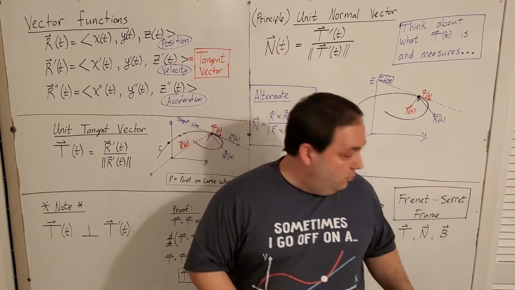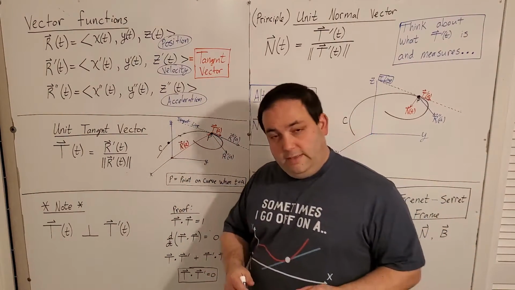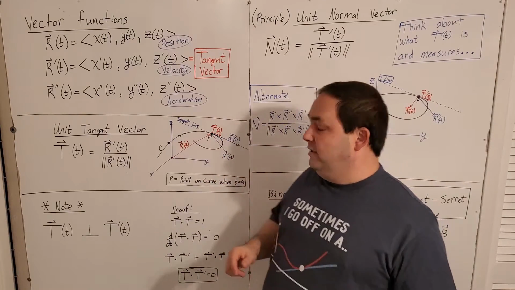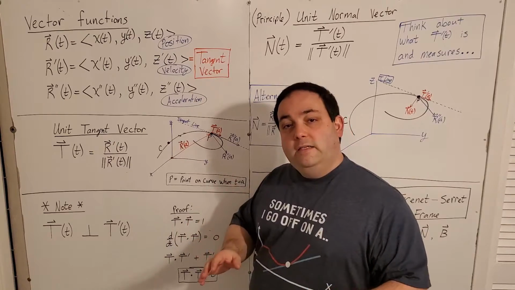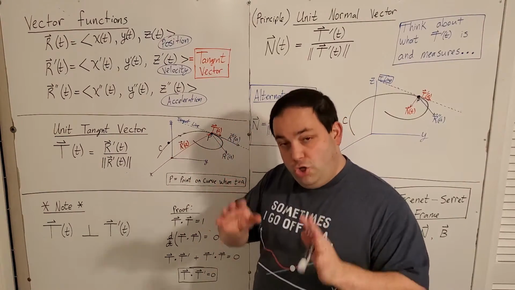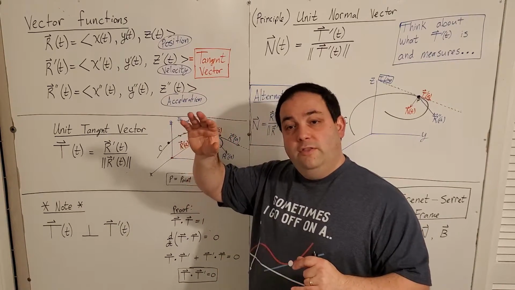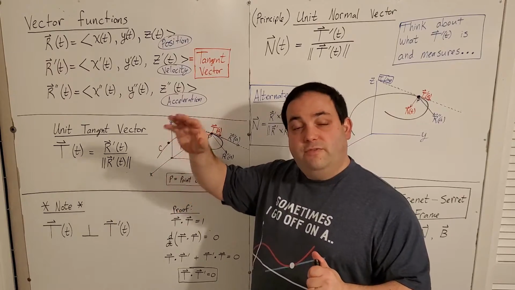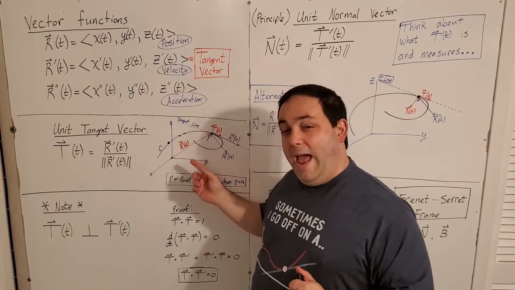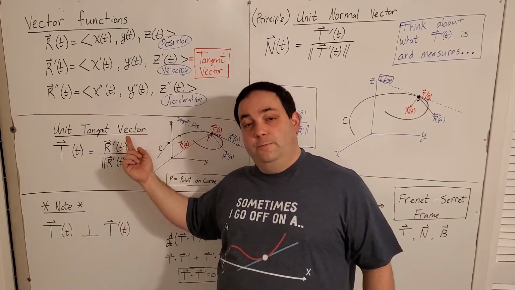And eventually you'll see we're going to call that the TNB frame, okay? We'll get there one step at a time though, okay? So at any particular point, I'm going to find a set of vectors that are unit vectors that talk about the change of the position, velocity, and so on, along this path. So let's start with the first one, the unit tangent vector.